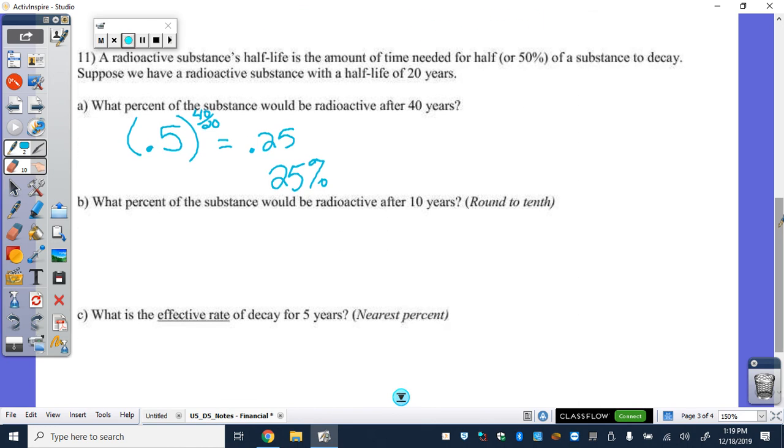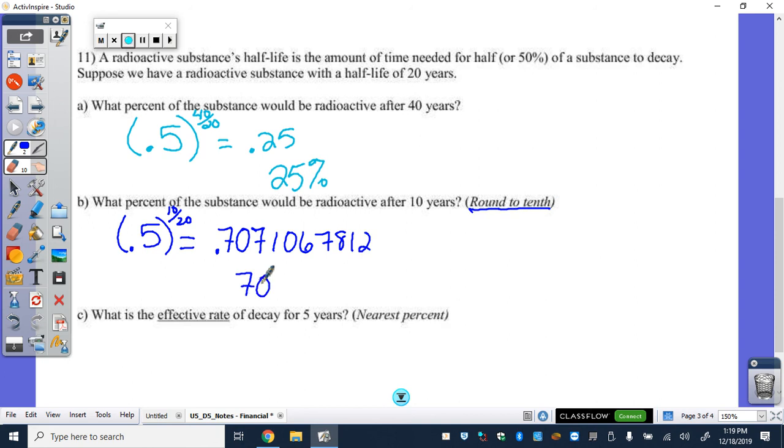B, what percent of the substance would be radioactive after 10 years? So half-life, 0.5. Our exponent would be 10 over 20, or 1/2. It's 0.7071. So to the nearest tenth, 70.7%. After 10 years, 70.7% is still radioactive.